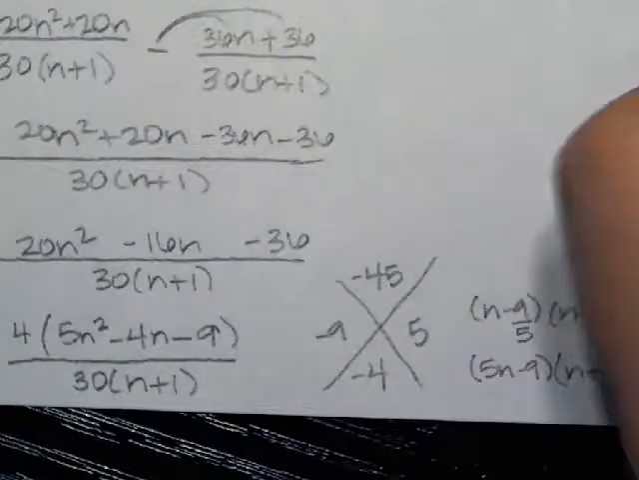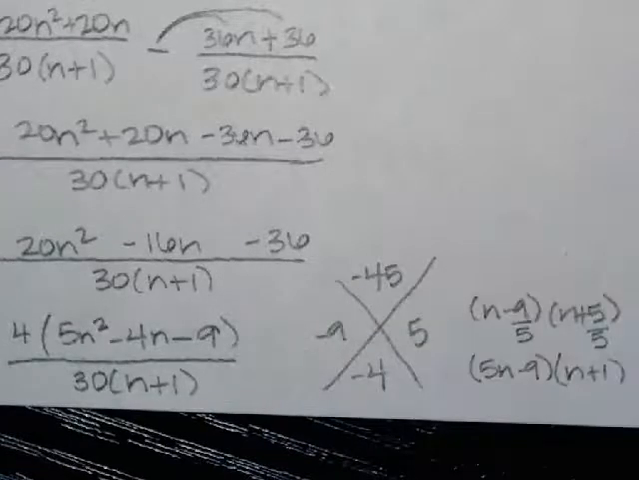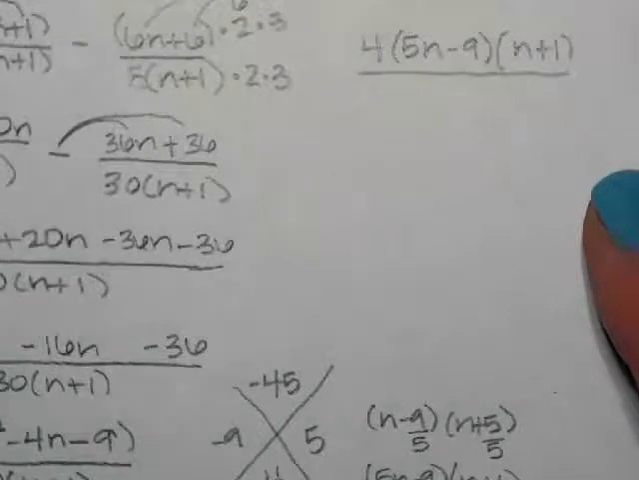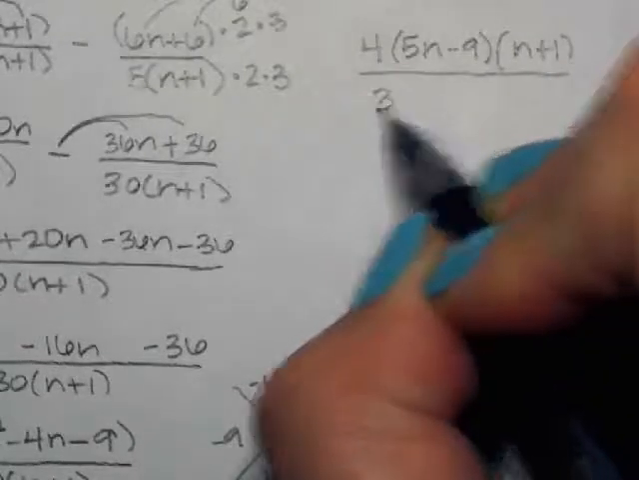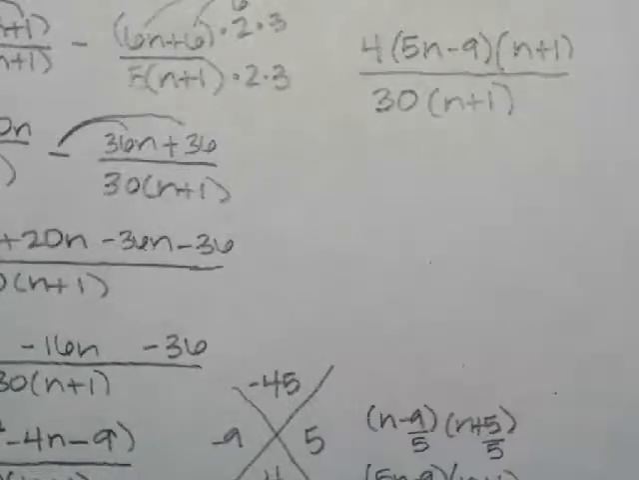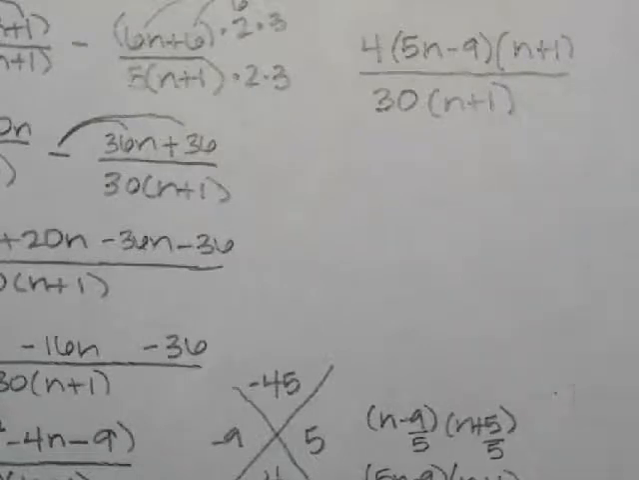Oh, you can't even see what I'm writing. Okay, so there's the top. We have a 4. We have a 5n minus 9. We have an n plus 1. Then we have a 30 and an n plus 1. If you wrote it as 30n plus 30, then you wouldn't be able to reduce the 4 and the 30, which we're going to have to do.